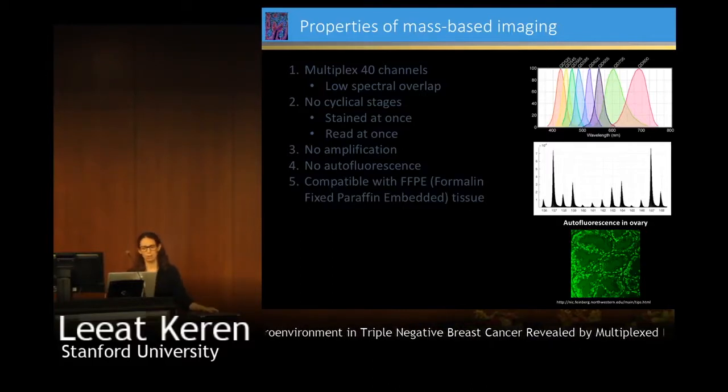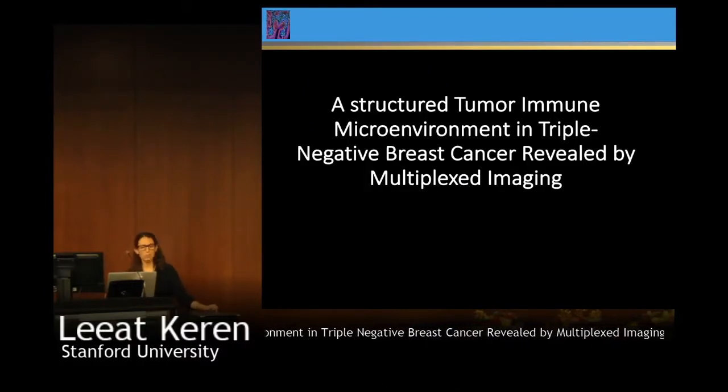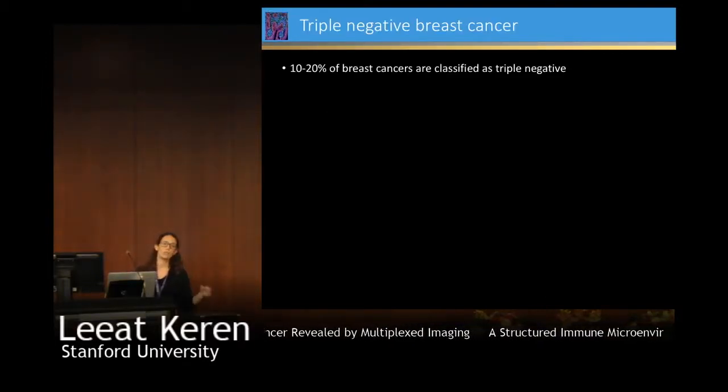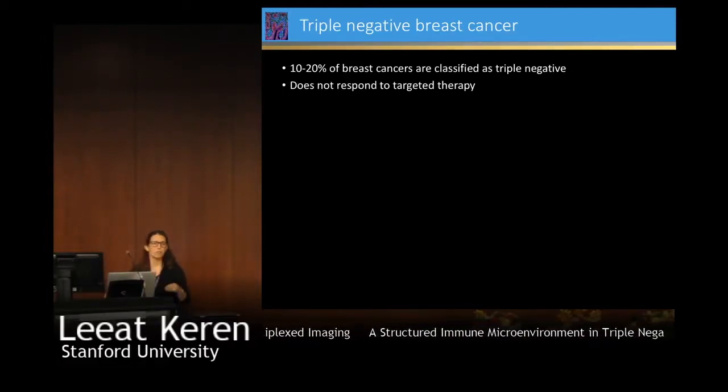Okay, and so now I'm going to switch gears and show you how we apply this technology to study the tumor immune microenvironment in triple-negative breast cancer. So a few words about triple-negative breast cancer. About 10 to 20%, depending on the classification scheme, of breast cancers are classified as triple-negative. And from the word negative, it's a negative definition, and this is a type of tumor that basically does not respond to targeted therapy, so it does not express ER, PR, or HER2.